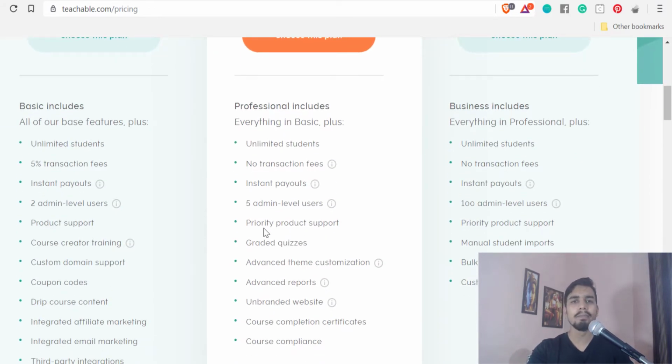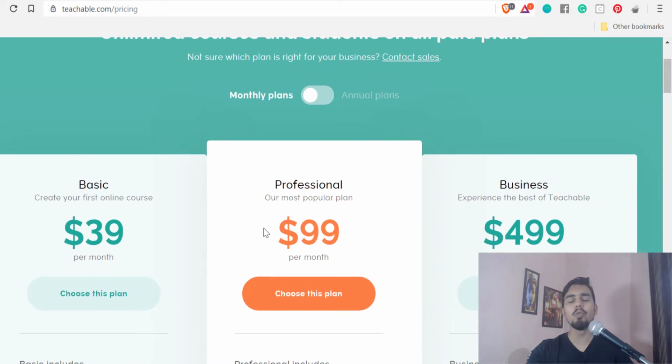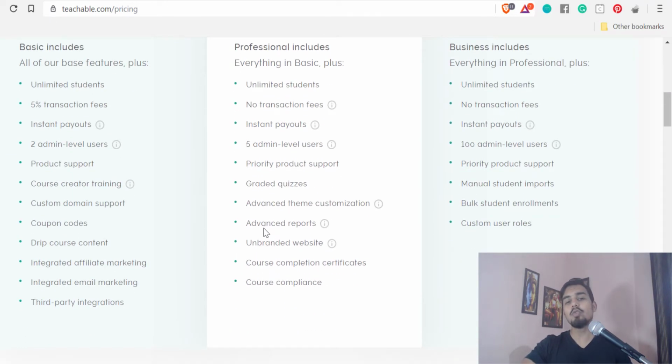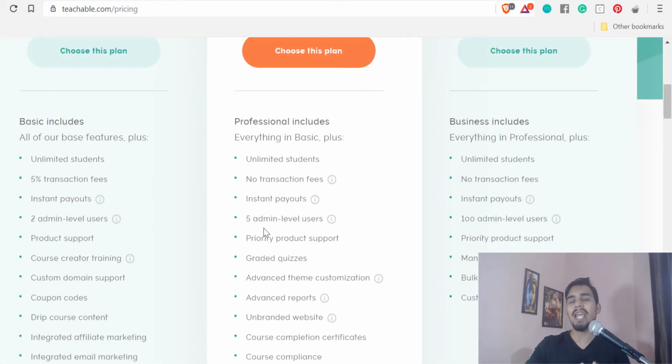So it's really good. And if you want to go for a further plan, they provide a professional plan where you do not have to pay for transactions. In the basic plan, you actually have to give 5% transaction fees. This is again something I really didn't like about Teachable, because I thought there should not be any transaction fees, right? We are already paying money to them, and again they are also asking for transaction fees. But most platforms do it, and Teachable is still cheaper.